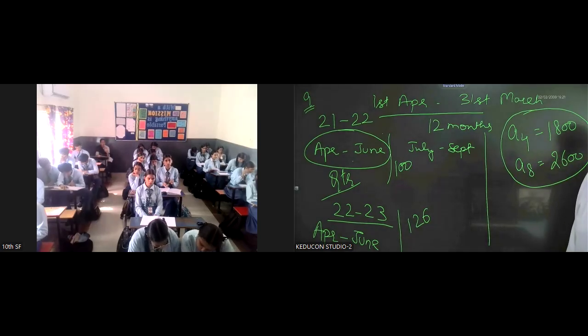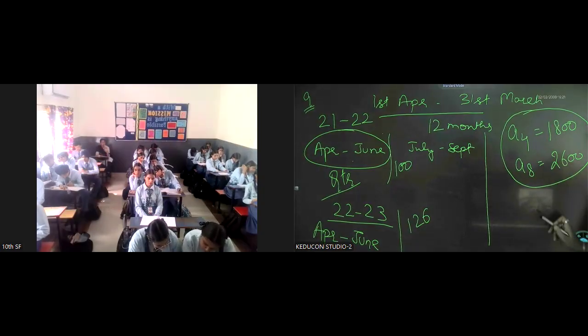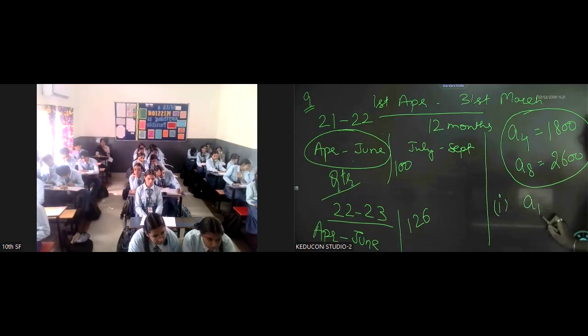Assuming that the production increases uniformly by a fixed number every year, based on the above information, answer the following questions. Beta, you have A8 given. First question is you have to find the production in the first year.